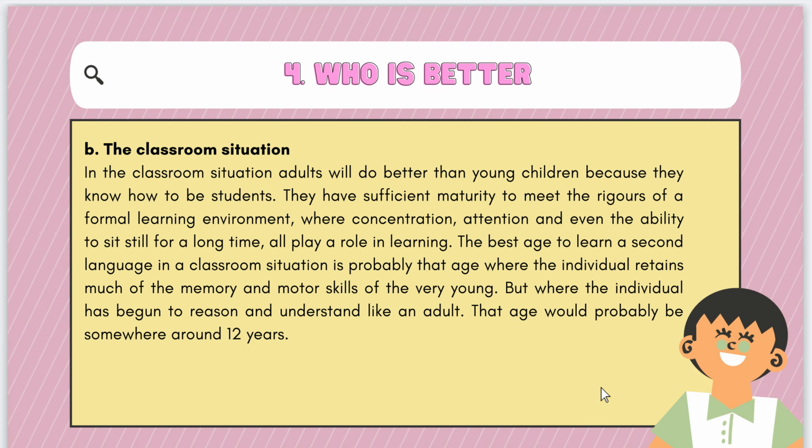B. The classroom situation. In the classroom situation, adults will do better than young children because they know how to be students. They have sufficient maturity to meet the rigors of a formal learning environment, where concentration, attention, and even the ability to sit still for a long time all play a role in learning. The best age to learn a second language in a classroom situation is probably that age where the individual retains much of the memory and motor skills of the very young, but where the individual has begun to reason and understand like an adult. That age will probably be somewhere around 12 years.